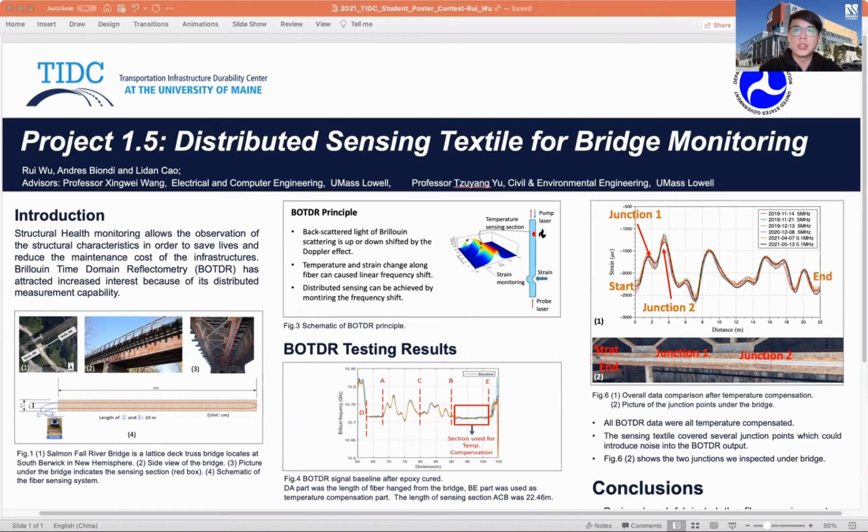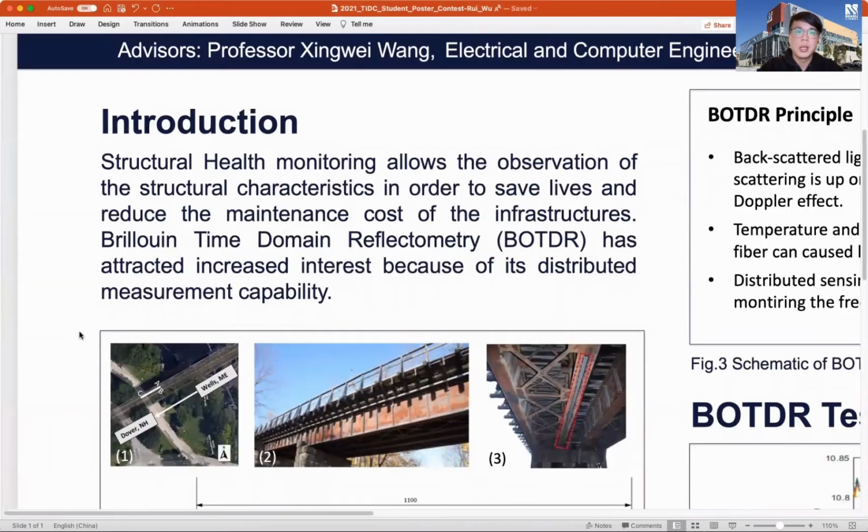Let me briefly introduce our fiber optic lab. Our group is led by Professor Xinwei Wang, and our focus research areas are optical fiber sensors, biosensing, mobile devices, and also optical imaging. And Professor Ziyang Yu's lab from the Department of Civil and Environmental Engineering are experts on remote sensing and concrete structure analysis.